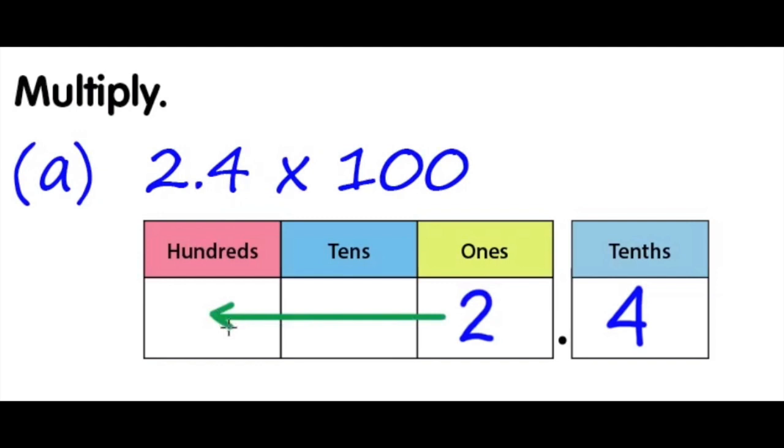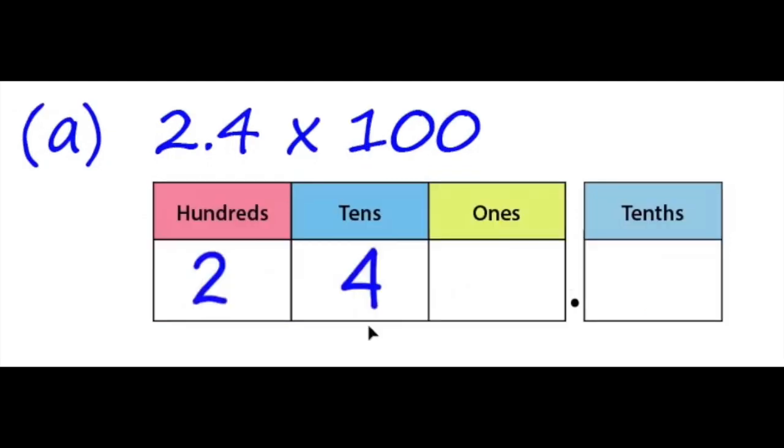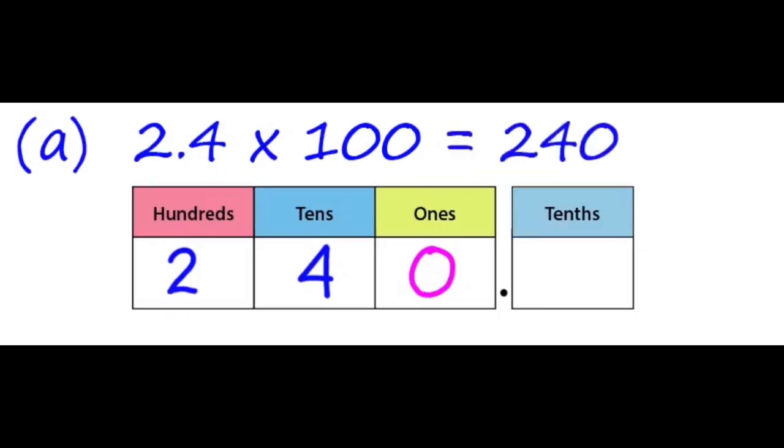So our number is going to get bigger because multiplying always makes it bigger. And here we have it, looks like 24, but that's actually in the hundreds if we move it 2 places over. We have to add a 0 to our column. So 2.4 times 100 equals 240.